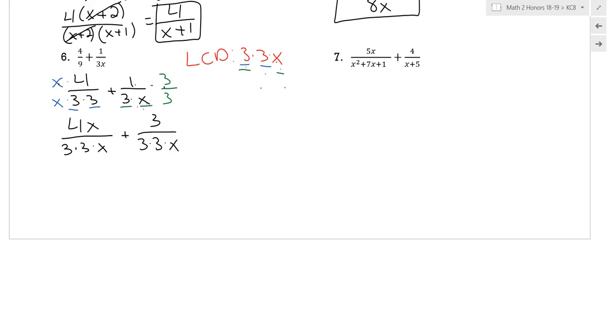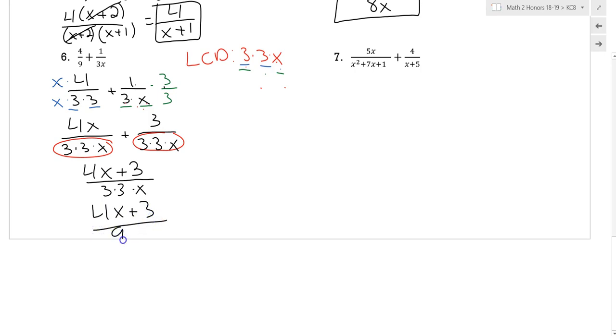Combine them. Now they have the same denominator, right? They both have that least common denominator. So we have 4x plus 3 over 3 times 3 times x. The top doesn't factor in any way, so I'm just going to finalize my answer by multiplying the bottom back together. So that's the end there.